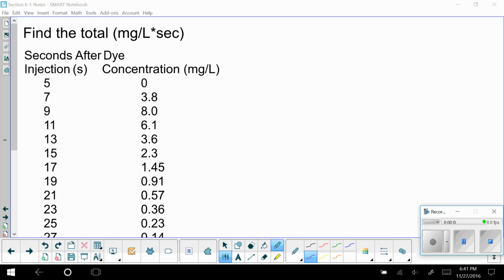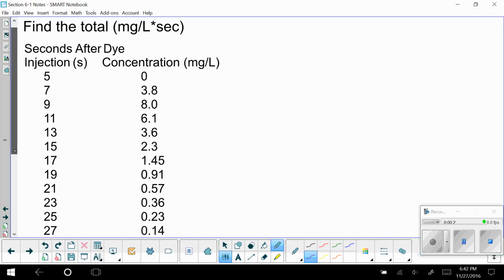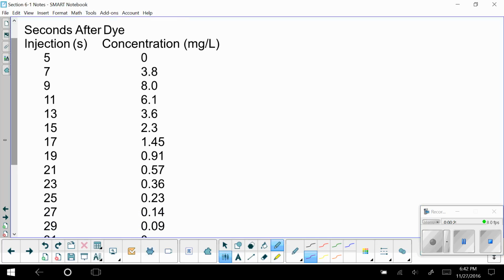So the rectangular approximation method can also work from tables of values, not just from graphs of functions. So here, this is blood dye concentration within a bloodstream, used as a way to check for blockages in arteries. And over time, this is data on the concentration of that dye within the bloodstream, so many seconds after an injection.